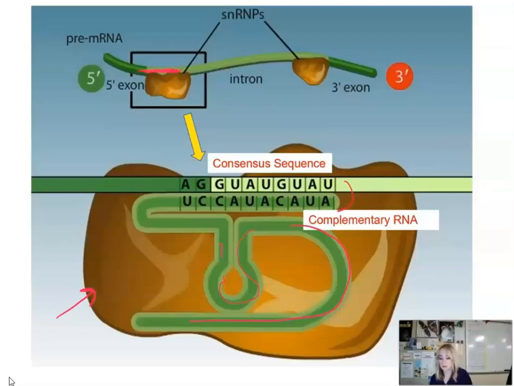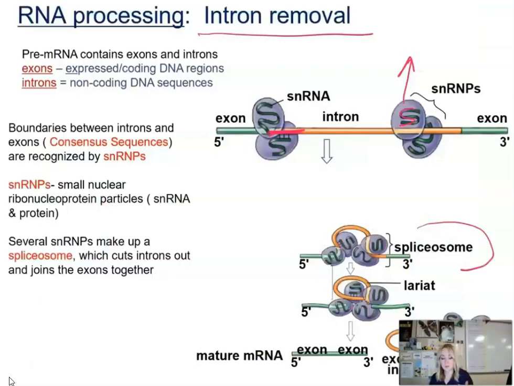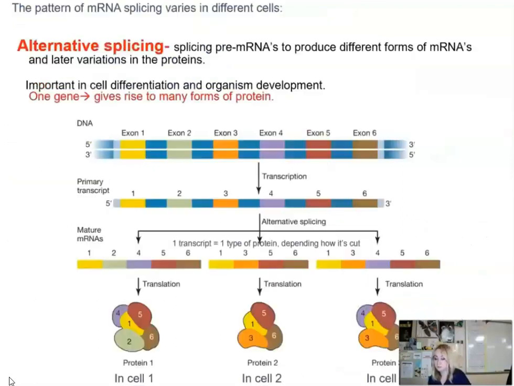So this complex comes together, removes the intron by forming this lariat, sort of like a loop, and then splices the exons together, and therefore your mRNA molecule is going to be much, much shorter. And then of course we can recycle the introns by breaking them down into smaller components like nucleotides, and then build another mRNA from these building blocks. So the pattern in which mRNA is being spliced in cells is going to vary. We call this phenomenon alternative splicing.